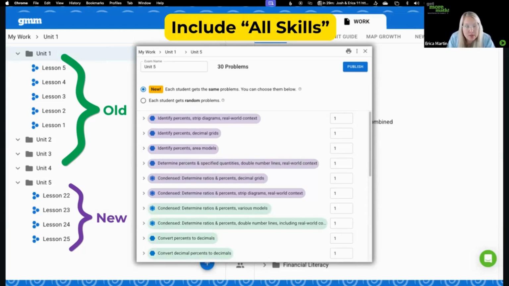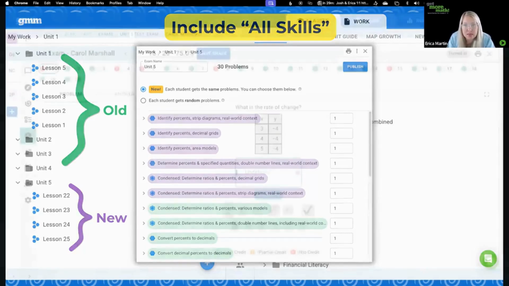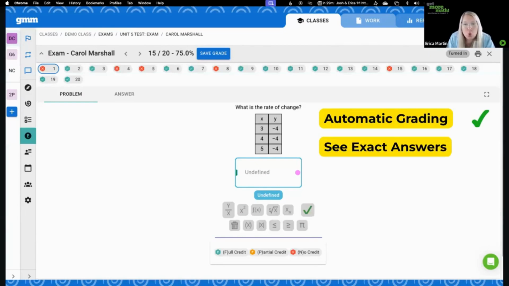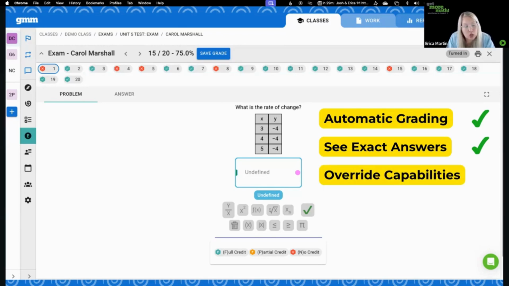Now, not only is that going to save you time, but so is the rest of this process. Get More Math is going to automatically grade every test for you. You will be able to dig in and see the exact answers for every student if you so choose. You can look at a correct and incorrect answer, and you can override the computer's score so that you have complete control.